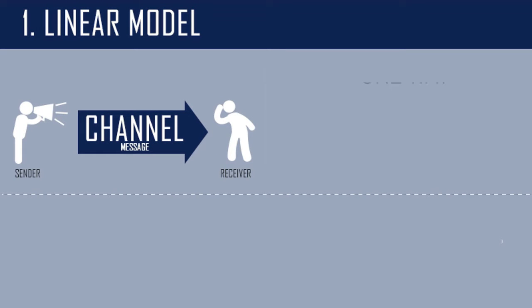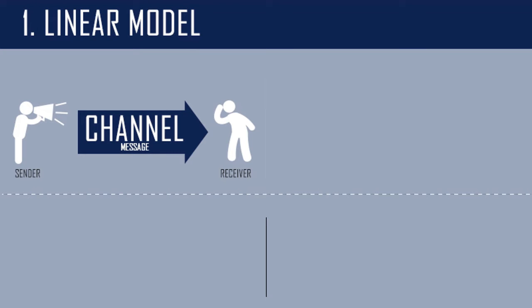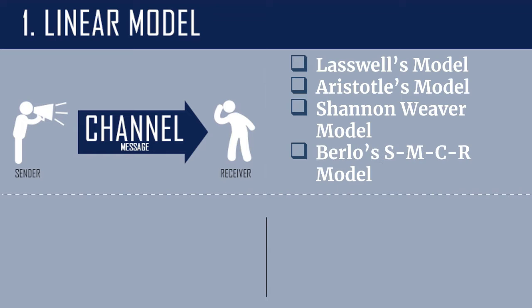Linear model is a one-way communication. It is used for mass communication where senders send messages and receivers only receive. Because of this, there is no apparent feedback from the receivers. The following are the different models which use linear model. We have Lasswell's model, Aristotle's model, Shannon-Weaver model, and Berlo's SMCR model.